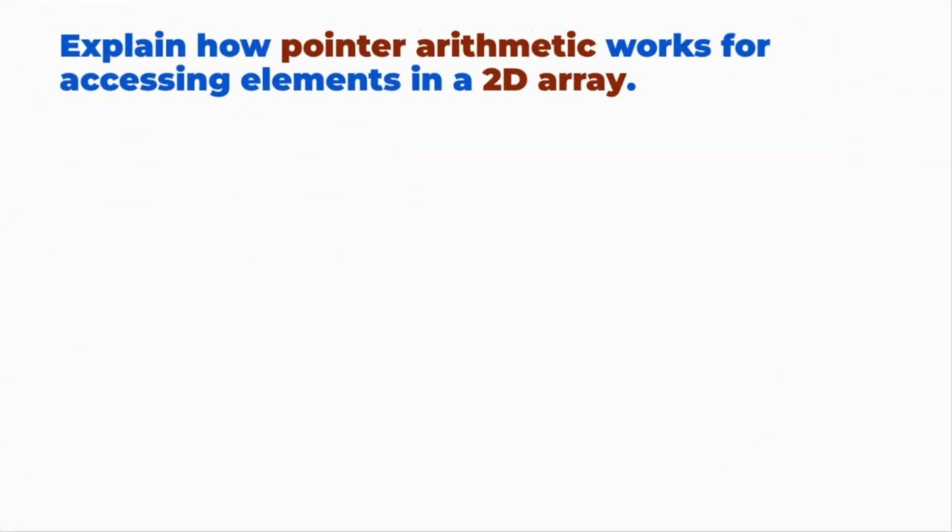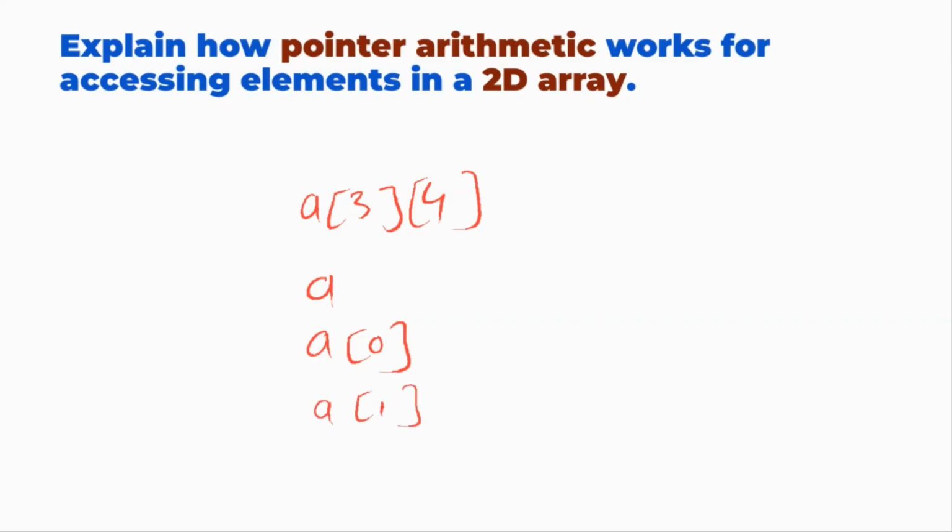Explain how pointer arithmetic works for accessing elements in a 2D array. Let's understand the basics first. Let's say we have an array containing 3 rows and 4 columns. So what is A here? What is A of 0 here? And what is A of 1 here?